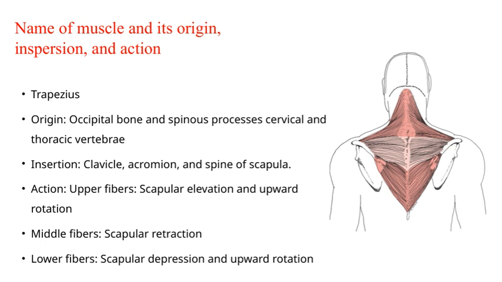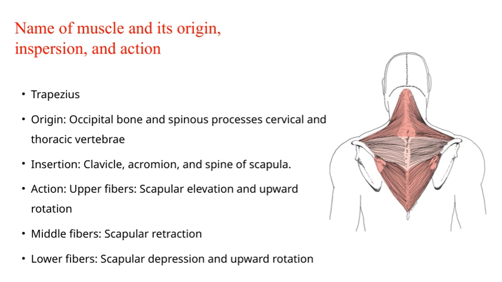Now, regarding its actions, the trapezius is quite versatile. The upper fibers are responsible for elevating the scapula, which is what happens when you shrug your shoulders, and they also help in upward rotation of the scapula. The middle fibers work to retract the scapula, pulling it toward the spine. Think of squeezing your shoulder blades together. The lower fibers depress the scapula and assist in upward rotation.